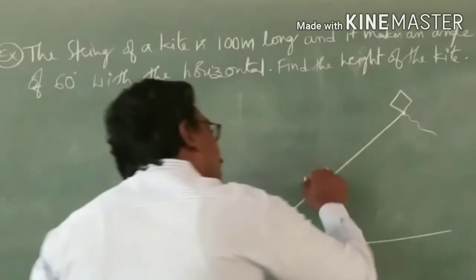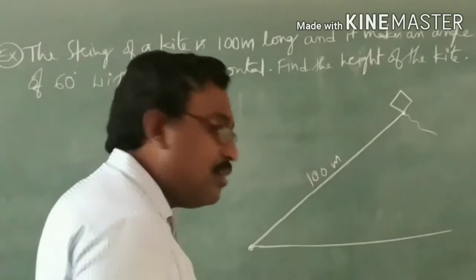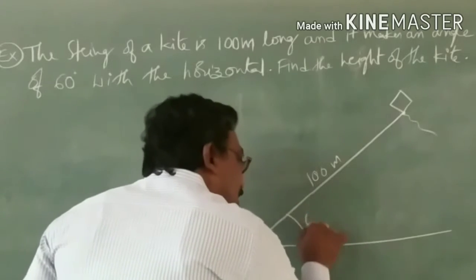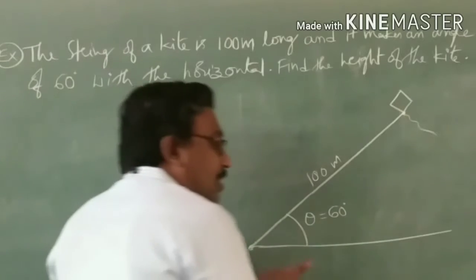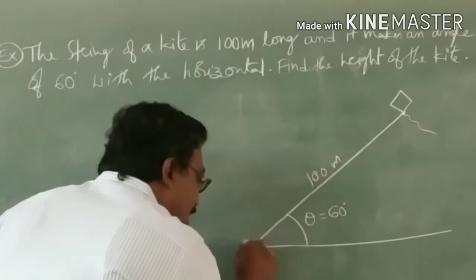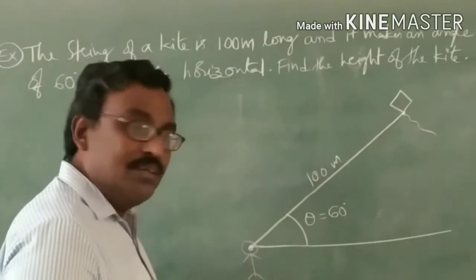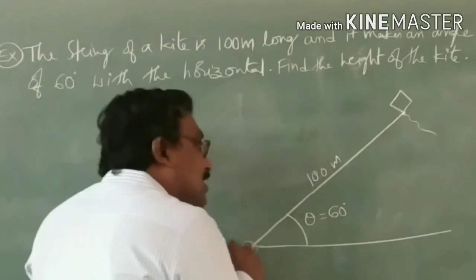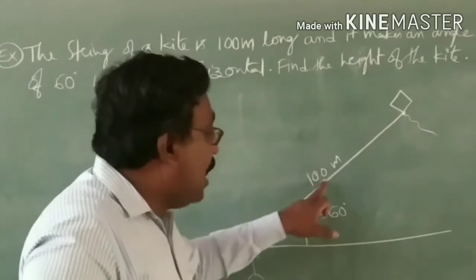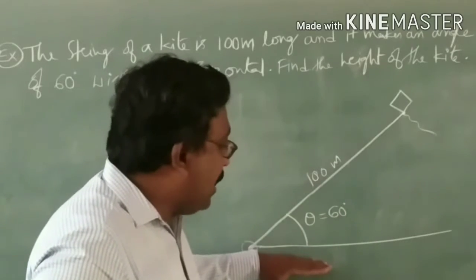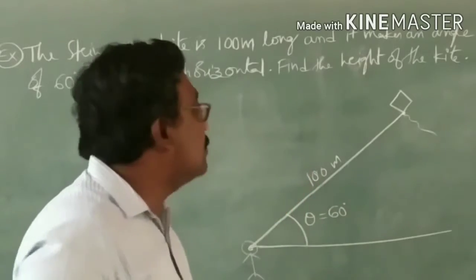The length of this string is 100 meters, making an angle of 60 degrees with the horizon. Imagine that you are standing here, flying a kite. What is the length of the thread you used to fly the kite? 100 meters long, and it is making 60 degrees with the horizontal. The angle is 60 degrees.